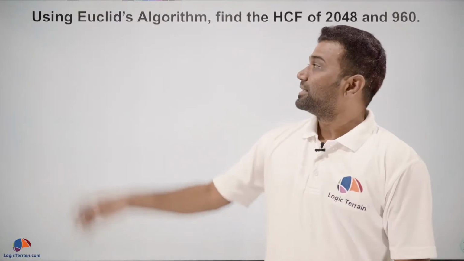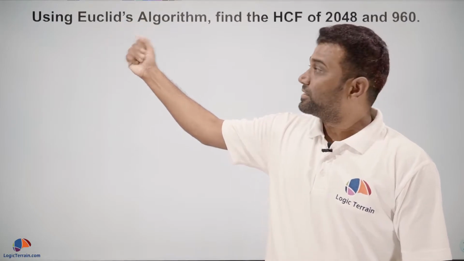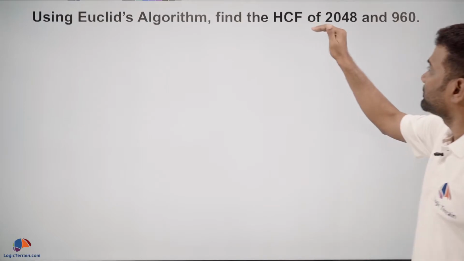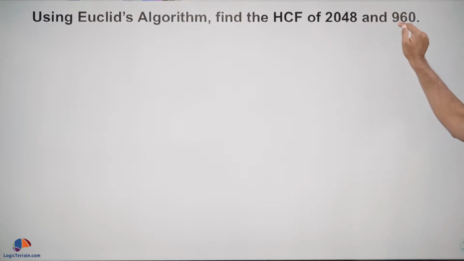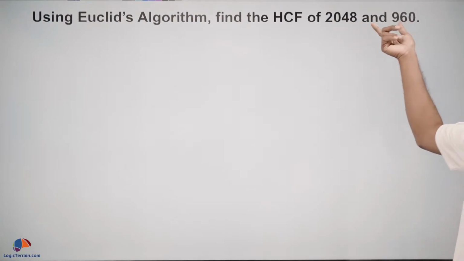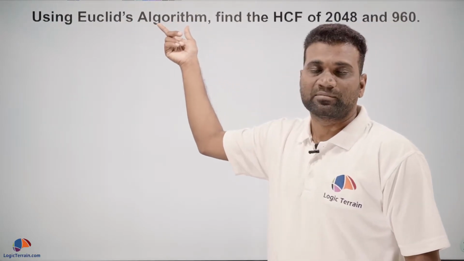Hello dear students, here it is our important question. The question goes like this: using Euclid's algorithm, find the HCF of 2048 and 960. So we need to find the HCF of these two numbers by using Euclid's algorithm.